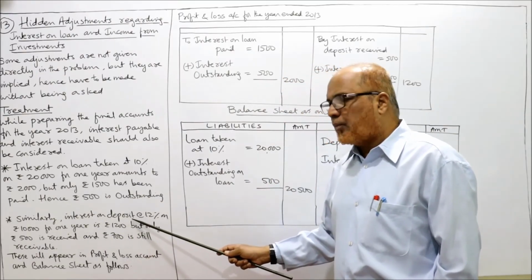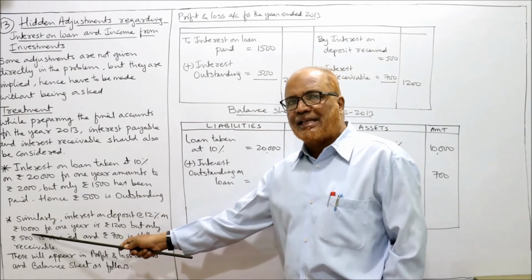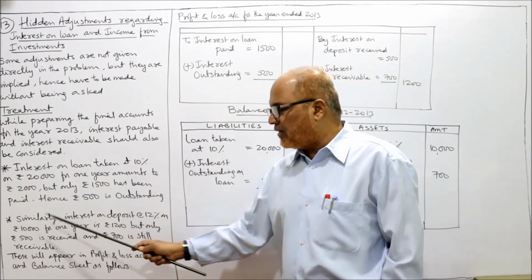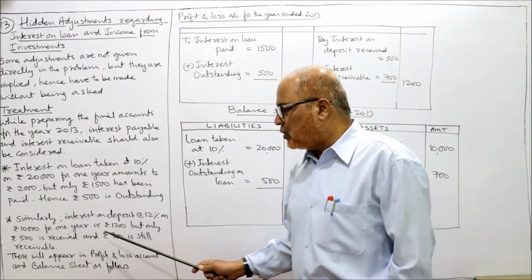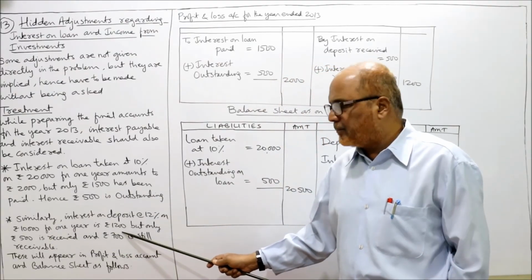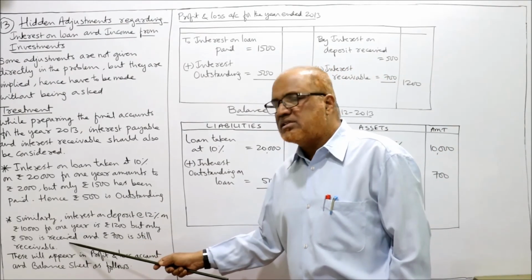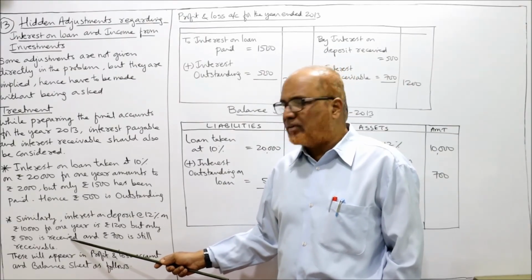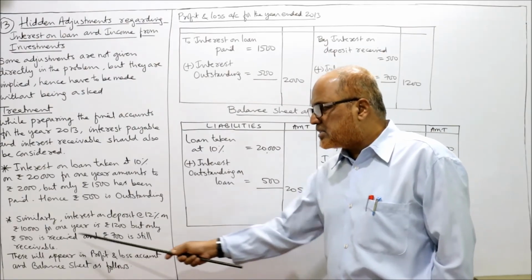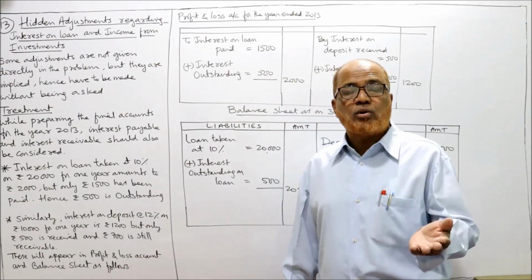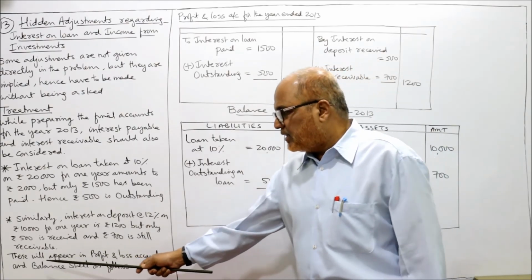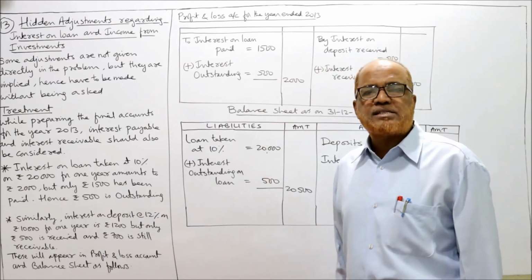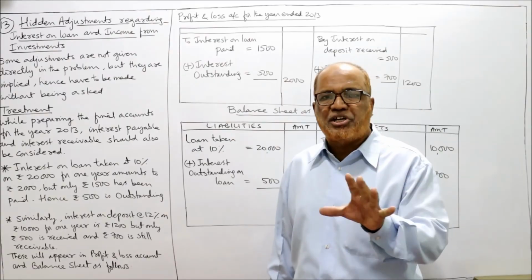Similarly, interest on deposits at the rate of 12% on 10,000 for 1 year is 1,200 rupees. 12% of 10,000, 1,200 rupees, is the interest receivable. But only 500 rupees is received. In the problem it is given that interest on deposit received is only 500. So 700 rupees is still receivable. We have to receive 700 still. These will appear in the profit and loss account and balance sheet as follows. So how it will be represented in the profit and loss account and balance sheet, it is asking.